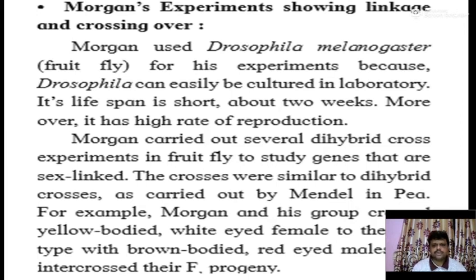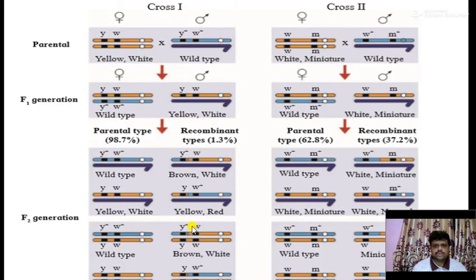Okay, let us see the example. In this first cross, Morgan and his co-workers found the genes are strongly linked on the chromosomes. Because of this reason, they show recombination, but that recombination was very less, that is 1.3% in this particular cross, while in this cross the recombination was 37.2%. So this is simply regarding the difference between the recombination in the first cross and in the second cross.